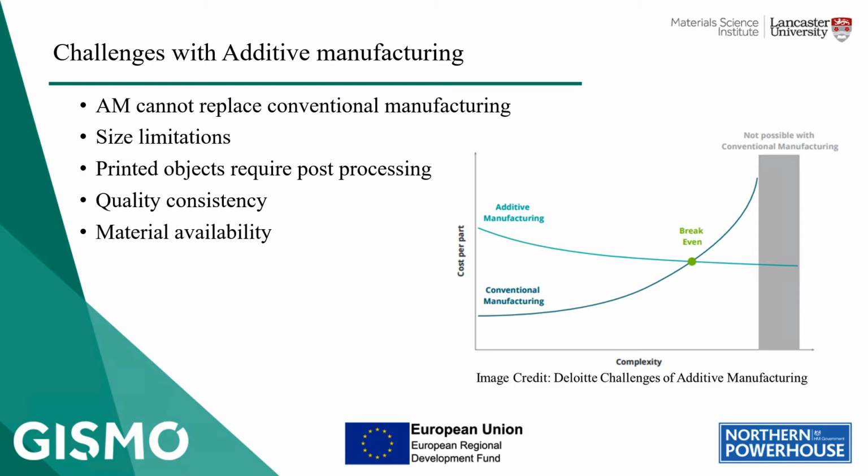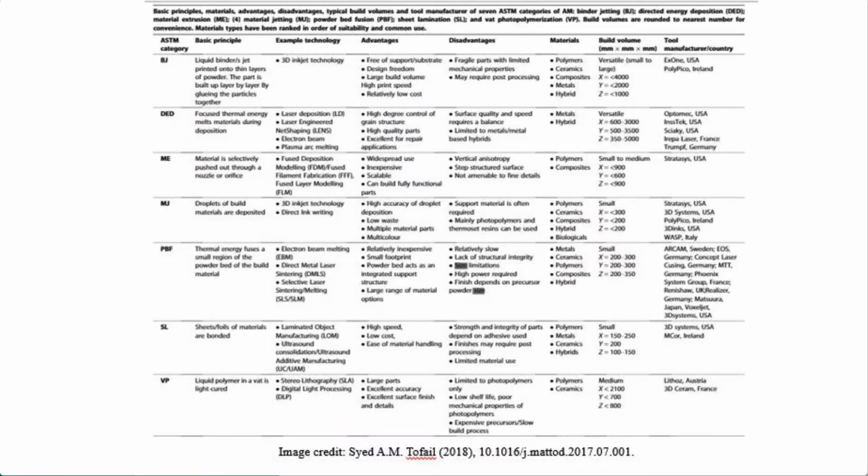The second challenge is the size limitation. In most cases, the maximum available size for printing a polymer is about 1 to 1.5 meters in size, while for metals it may only be around 300 to 400 millimeters. Although larger machines are available by using a robotic arm, they will come at a cost.